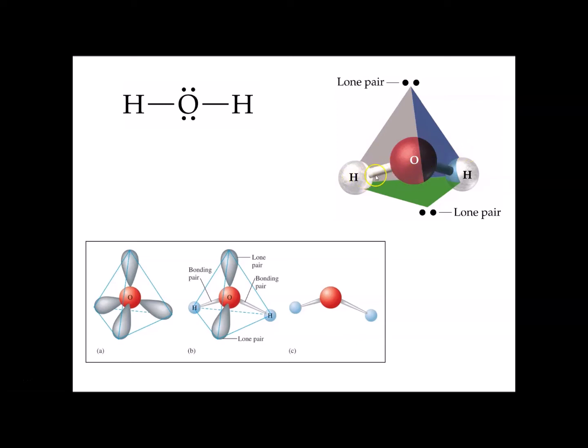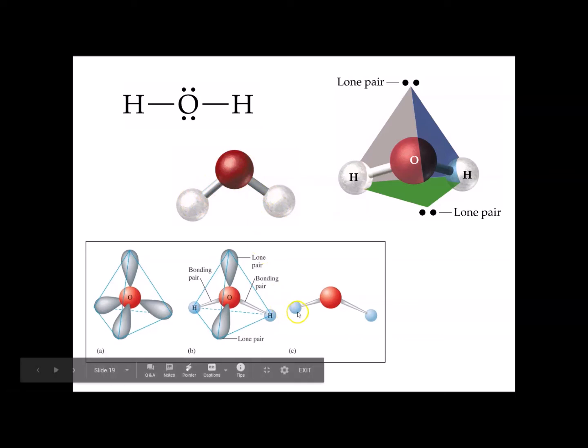So 2 of them are forming a bond to a hydrogen atom. The other 2 are not participating in bonding. They are lone pairs of electrons. So if you mentally subtract out the lone pairs, what you're left with is a molecule that looks a bit like a boomerang. Okay, boomerang. Let's give that a name.